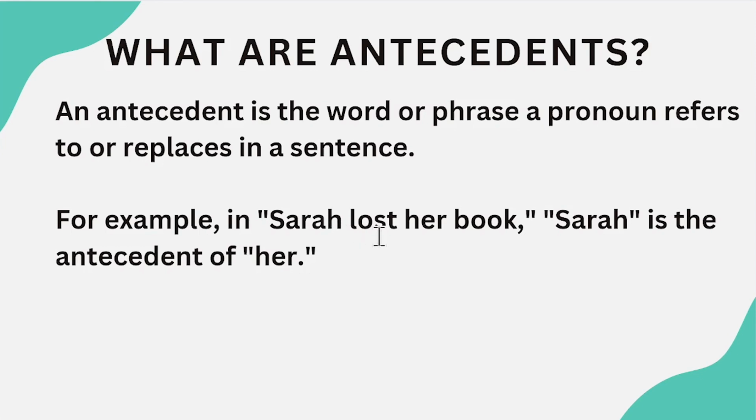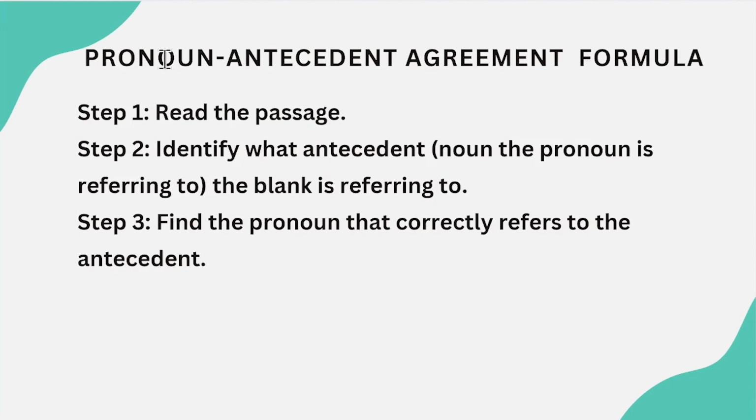So any pronoun is always going to refer back to some actual proper noun that is going to be a name or something like that. So this is what you're doing on these. We're going to find the right pronoun for each antecedent, essentially. So here's the formula. We'll read the passage. We'll identify what antecedent, which is the noun the pronoun is referring to, the blank is referring to, and we'll find the pronoun that correctly refers to that antecedent.